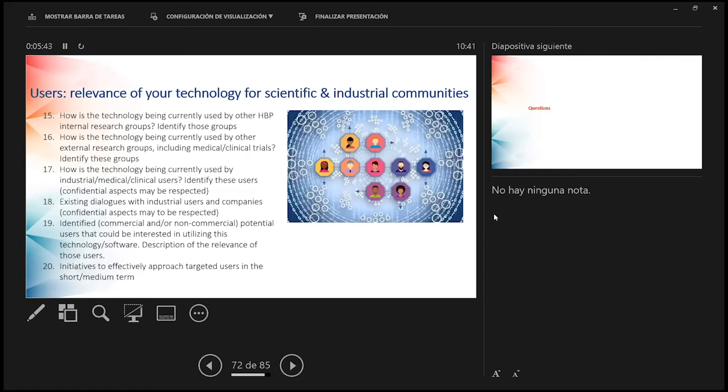Well, that is a very good question. By default, I assume that being a work package leader or work package manager implies that you know what the technologies developed in your work package are, even though you are not working, let's say, in the same institution or geographically in the same place where the technology is being developed.